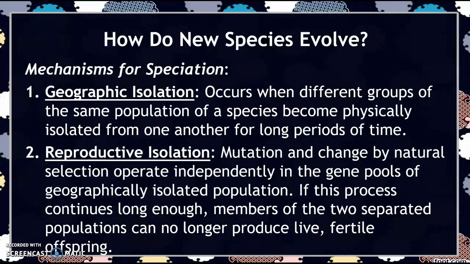The second mechanism is reproductive isolation, which is mutation and change by natural selection operating independently in the gene pools of geographically isolated populations. If this process continues for long enough, members of the two separated populations may change so drastically that they can no longer produce live, fertile offspring.